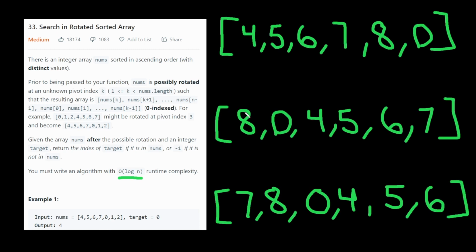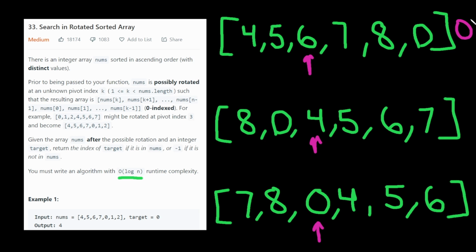Now I have the same array here that was pivoted in different amounts. And essentially there are three cases here. In case one, the pivot is on the right side. So here's the pivot, it goes from the larger number to the smaller number. For number two, the pivot is on the left side. And for number three, the pivot is where we are exactly. So we need an algorithm that works for all three of these cases.